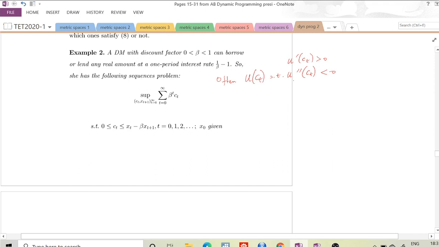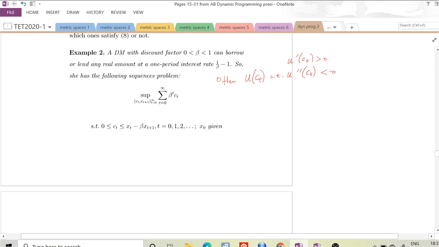Because the increment on your marginal utility keeps decreasing, right? So you have some incentive to spread your consumption over time. In this example, that incentive is missing. But having said that, we'll give some consumption paths where the decision maker consumes over time.